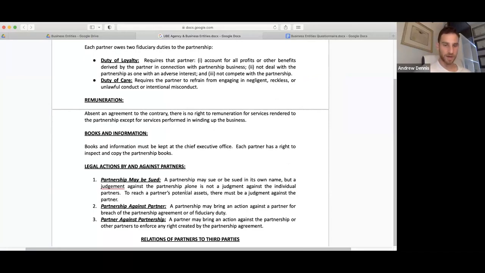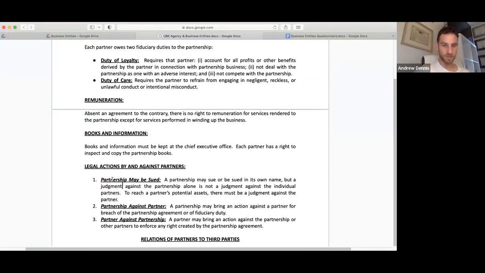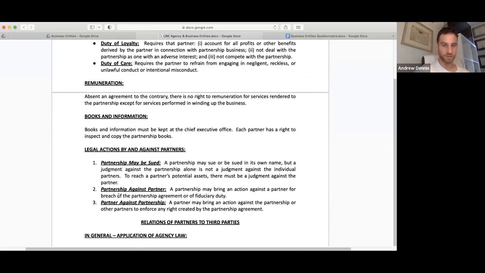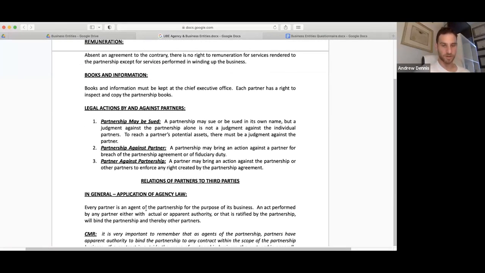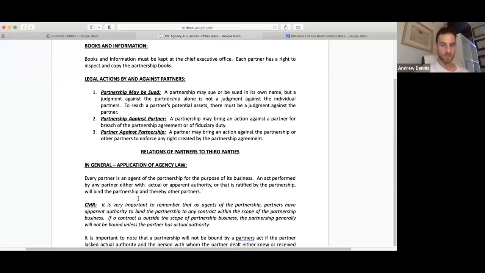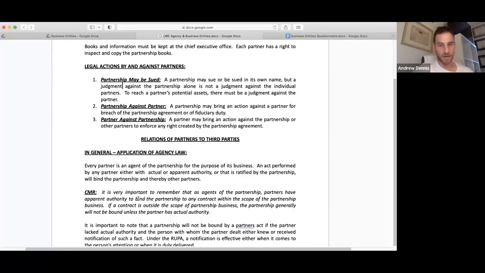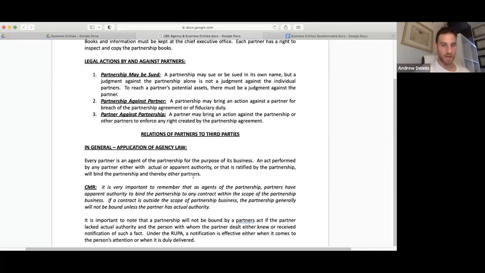So, legal actions binding against partners. The partnership may be sued. The partnership may bring an action against a partner for breach of partnership or fiduciary duty, and a partner may bring an action against a partnership or other partners to enforce any right created by the partnership agreement. In general, every partner is an agent of the partnership for the purpose of its business. An act performed by any partner, either with actual or apparent authority or that is ratified by the partnership, will bind the partnership and thereby other partners.